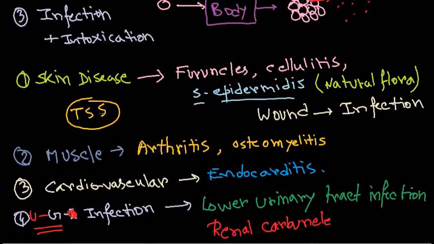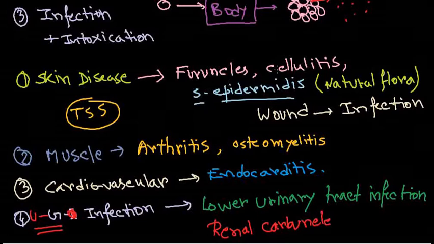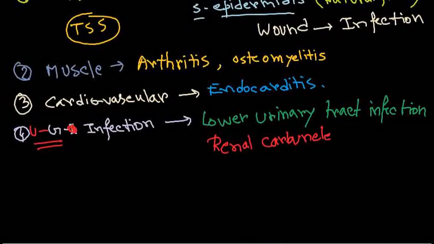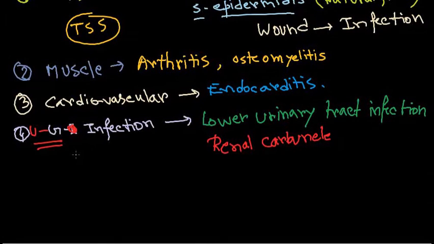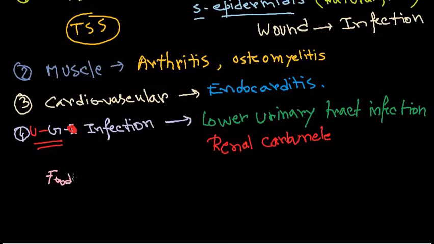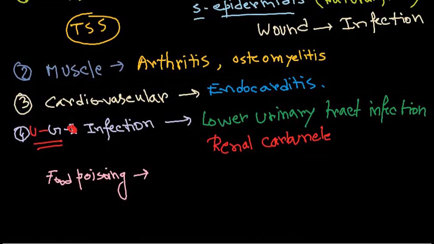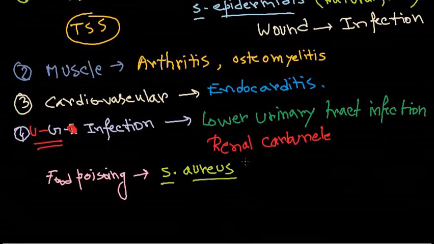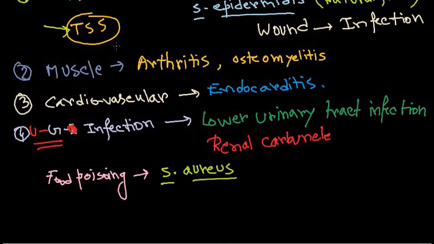And also scalded skin syndrome and food poisoning can be caused by Staphylococcus aureus. So that's a very important point also. I forgot to mention that food poisoning is associated. So let me write it here. Food poisoning is largely associated with Staphylococcus aureus. Okay. And toxic shock syndrome is again another type of dangerous condition.